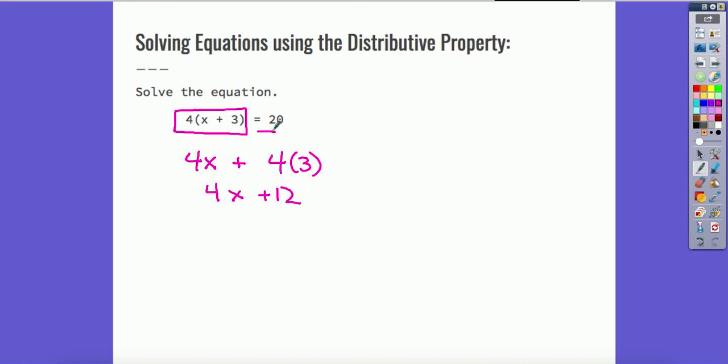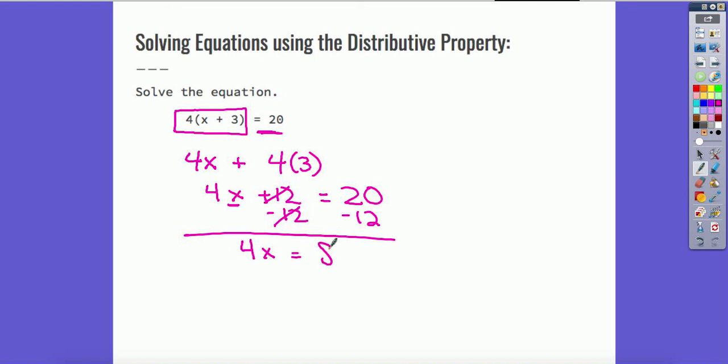Now notice that I haven't touched this guy over here, so the rest of my equation has not changed one bit. I've got 4x plus 12 now equals 20, and this is a two-step equation that we should be used to solving, so I'm getting x by itself here, so I need to move the 12. And so whatever I do to one side of my equation, I have to do to the other. And remember, I subtracted 12 so that that piece right there would become 0. So the 4x is left, and 20 minus 12 gives me 8.